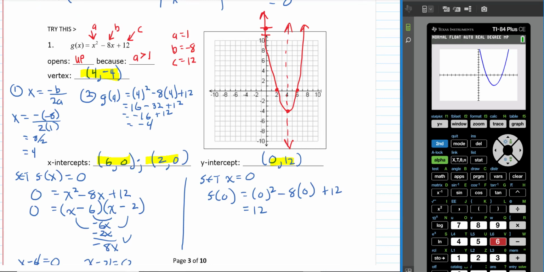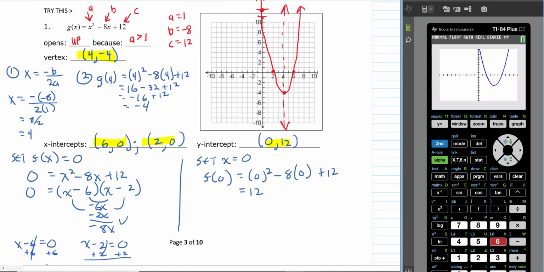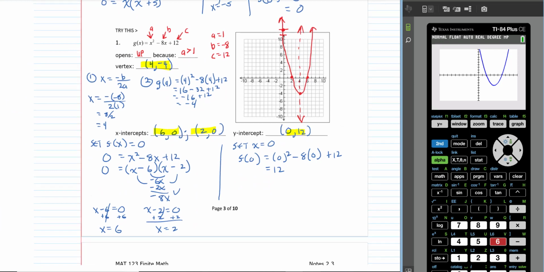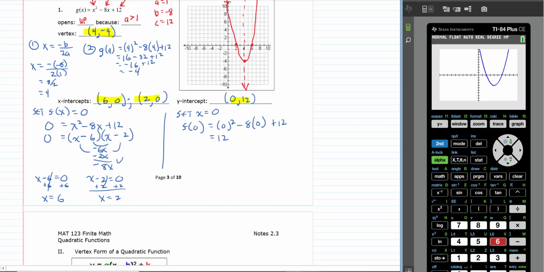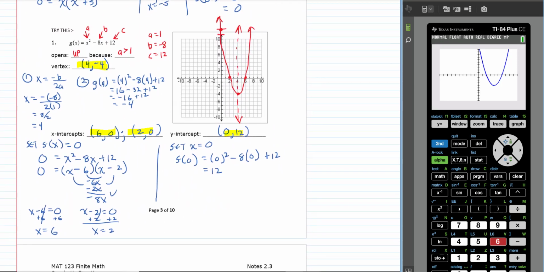Okay, so you want to go ahead and check everything that you did here and see if you're on the right track. Okay, so I've got vertex 4, negative 4, opens up, x-intercepts 6, 0, and 2, 0, y-intercept 0, 12. So you can look over how I did that if you need to and correct yourself. Again, in this problem, a is 1, b is negative 8, c is 12. Since a is greater than 0, that's why it opens up.